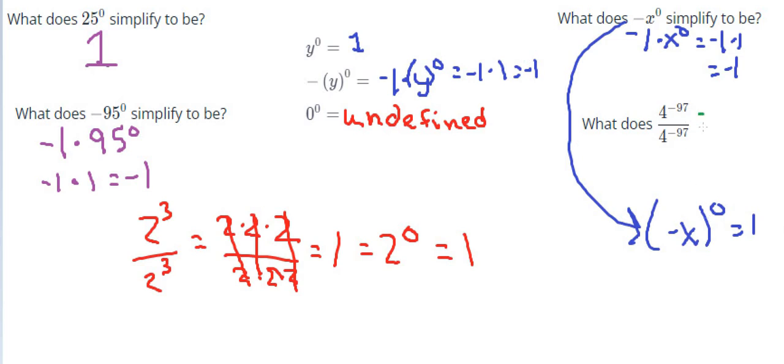And the last one here, a number divided by itself, that's what we have here. It looks really complicated, but the numerator is the same thing as the denominator, so it's going to equal 1 since they're not 0 there. So that's all there is to it.